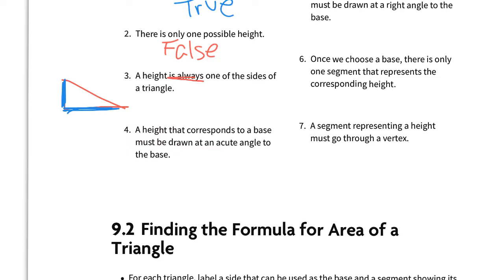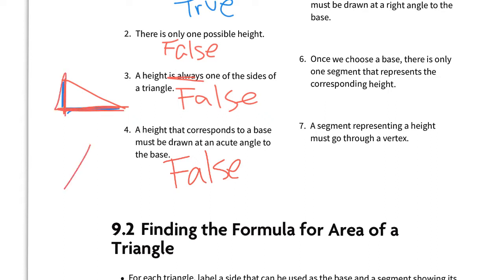But that's not always the case, so that is false. A height that corresponds to a base must be drawn at an acute angle. Nope, that's false, because it's got to be a right angle. It's always a right angle, whether the triangle looks like this or not. The base, let's call that the base, and the height itself.